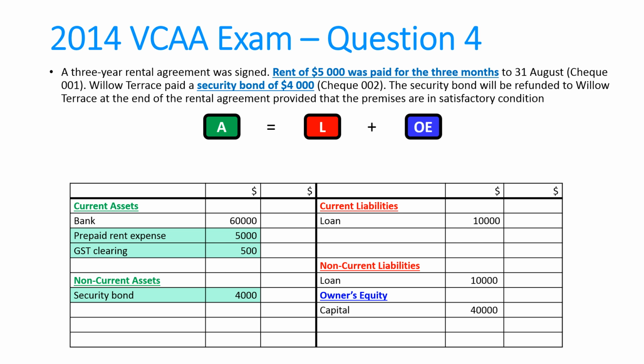What we're forgetting though is that we've basically paid $9,500, but we haven't factored that in yet. We haven't decreased the bank figure. We still have bank at $60,000. We better decrease that to $50,500. Now if I add up all of these numbers, they actually still come to $60,000. I've got $20,000 of liabilities and $40,000 of owner's equity.